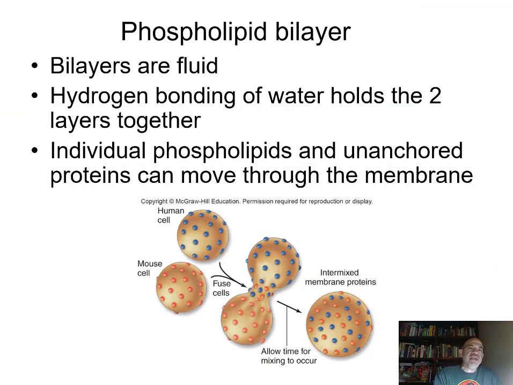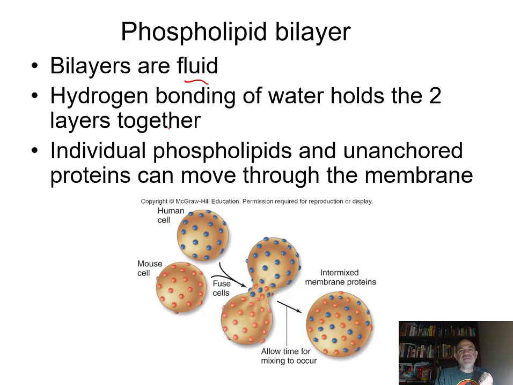So the phospholipid bilayer is fluid. That was mentioned earlier. We will refer to it as the fluid mosaic model. Because there is water on the inside and the outside of the cell, this helps maintain that bilayer structure, because it's more energetically favorable for those polar heads to be facing outward and the nonpolar tails facing inward. The phospholipids are free to move around, so it's referred to as fluid. And any proteins that are not attached to the cytoskeleton inside can also move around, and they refer to that as the fluid mosaic model.